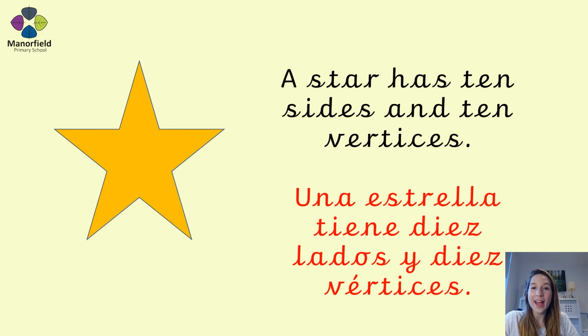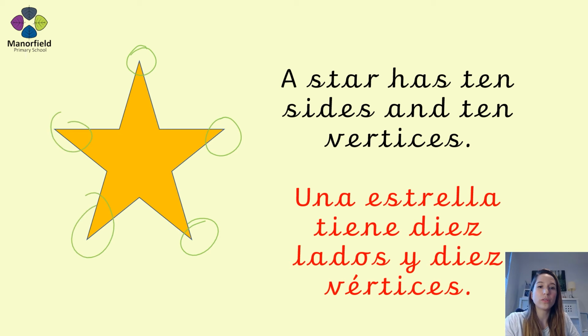A star has 10 sides and 10 vertices. Una estrella, a star, has 10 lados, 10 sides, and 10 vértices. Now you may wonder where these vertices are. So I've counted, there are 5 on the outside. So 1, 2, 3, 4, 5. But then there are another 5 on the inside. So 6, 7, 8, 9, and 10.